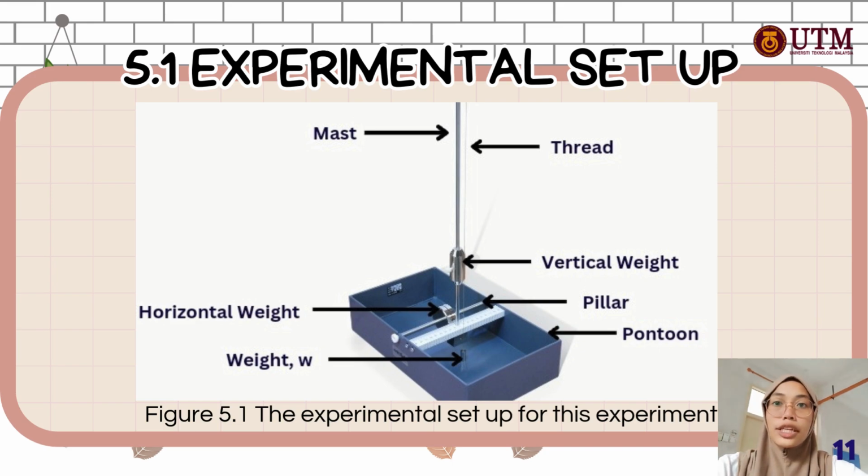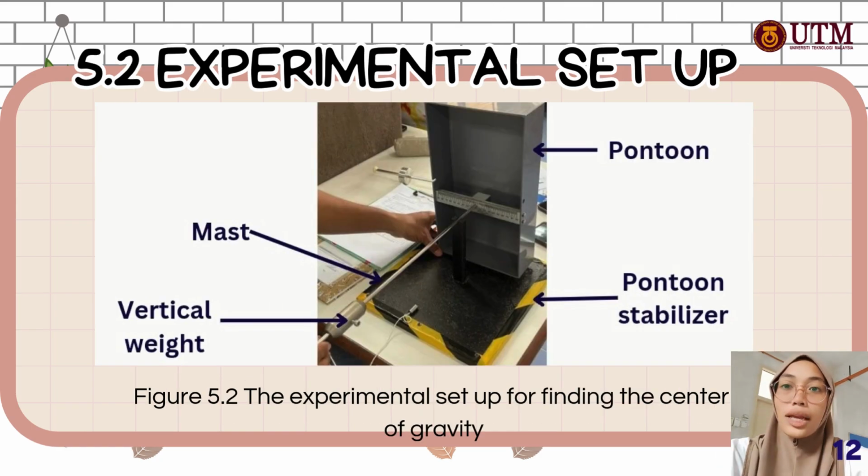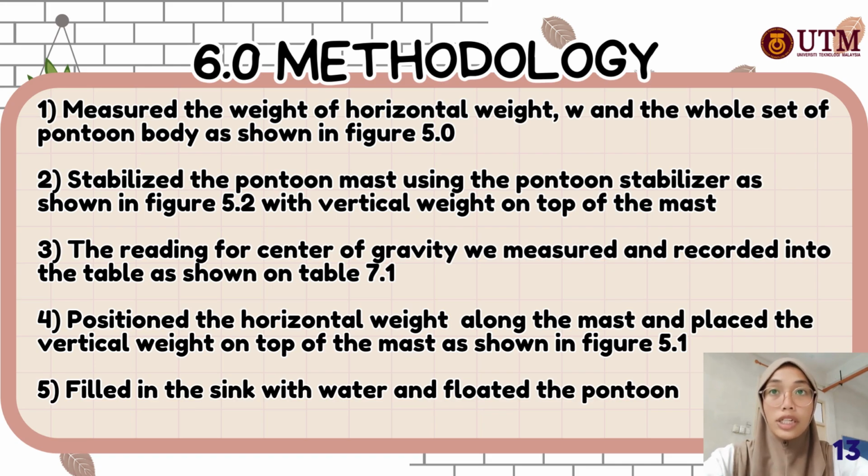So now for the experimental setup, we assemble all the equipment and attach it to each other, like in this figure 5.1. So now for the experimental setup for finding the center of gravity, we will put the pontoon body on the pontoon stabilizer. Next, for the methodology, first we measure the weight of the horizontal weight and the whole set of the pontoon body as shown in figure 5.0.